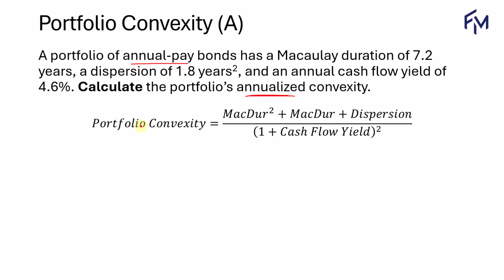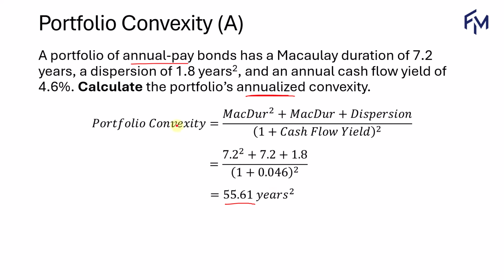So we'll have to use this formula where we'll take the Macaulay duration squared plus Macaulay duration plus dispersion, and we'll divide by 1 plus the cash flow yield squared. Now, we'll substitute the values directly. So that will be 7.2 squared plus 7.2 plus 1.8. Then we divide by 1 plus 0.046 power 2. Then we'll get 55.61 years squared.